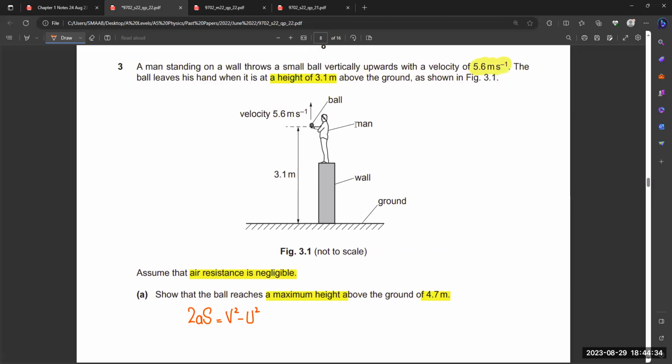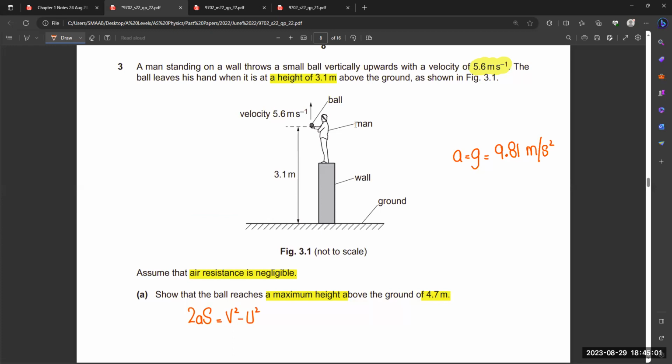Now remember one thing: whenever we are solving upward and downward motion problems, your acceleration will be equal to the acceleration due to gravity, right? It's 9.82 or 9.81, 9.8 point. And u is 5.6.